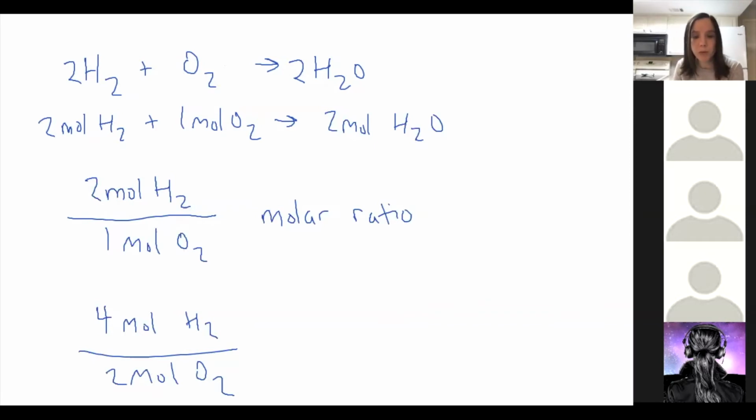Now we could flip this around too. We could also write it this way, where we'd have 1 mole of O2 over 2 moles of H2. So these ratios can apply in both ways. It just depends on what we need. Let me show you what I mean by that.